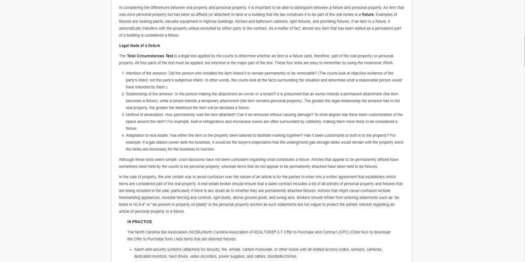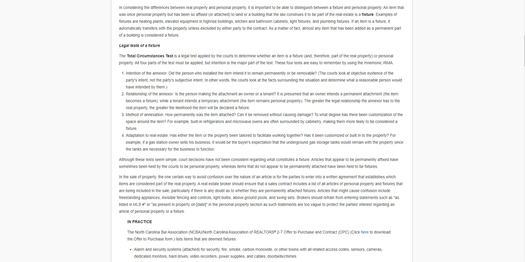Okay, I'm scared. It's a legal test applied by the courts to determine whether the item is a fixture or personal property. All four parts of the test must be applied, but intention is the major part of the test. These four tests are easy to remember by using the mnemonic IRMA: Intention, relationship, method, adaptation. Bruh, what?